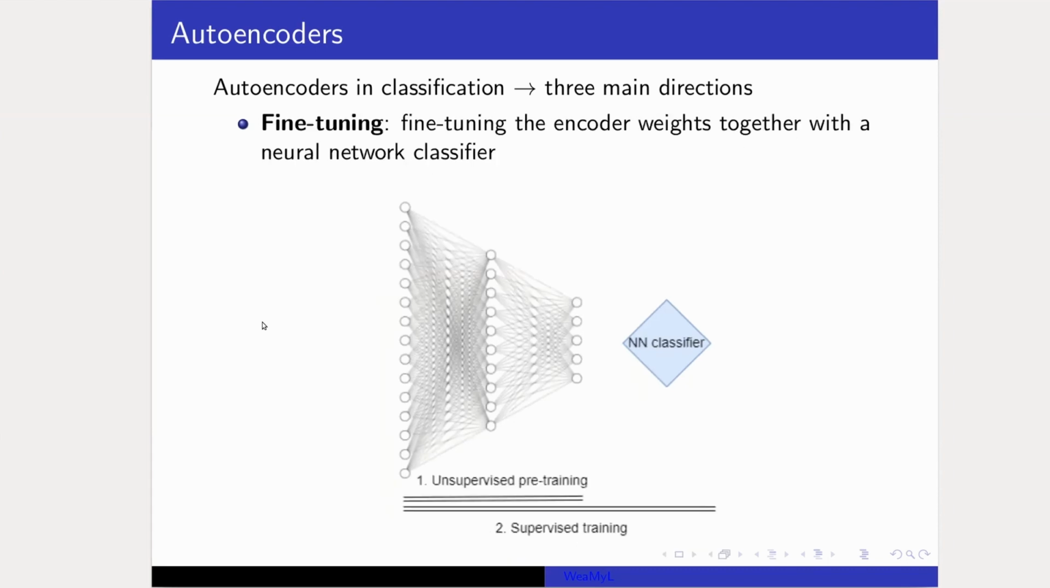A second direction aims to improve upon the first, in the sense that the first stage is identical. We have an unsupervised pre-training of the autoencoder, but further we don't keep the encoder frozen. We fine-tune its weights by adding a neural network classifier on top of the encoding layer and train the entire network. In this way, we can adapt the encoder to better match the classification task.